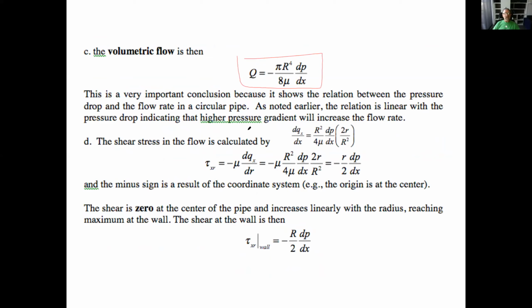So now let's look at the shear. This is the definition. This is what we have before. Same thing.